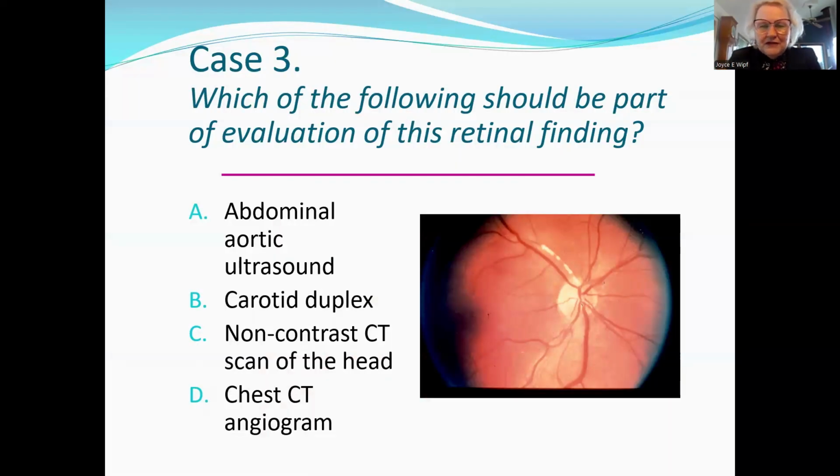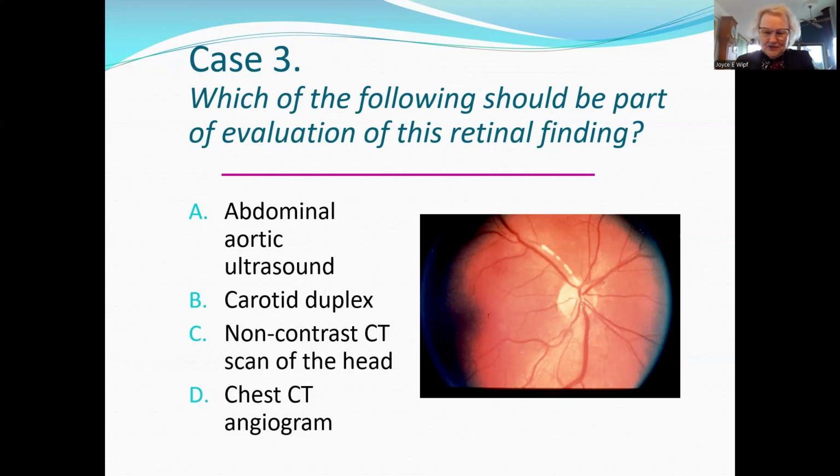Case 3: which of the following should be part of evaluation of this retinal finding? First, let me point this out. We're looking at this whitish area along this vessel. I'll show you a close-up in a moment. If this were seen on a retinal exam in ophthalmology, what would you include in the workup? A, abdominal aortic ultrasound, B, carotid duplex, C, non-contrast CT scan of the head, or D, a chest CT angiogram.